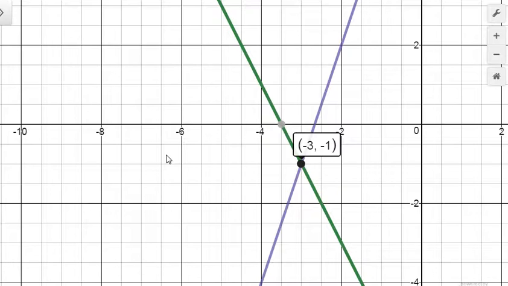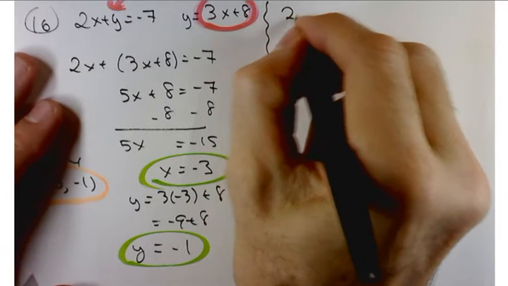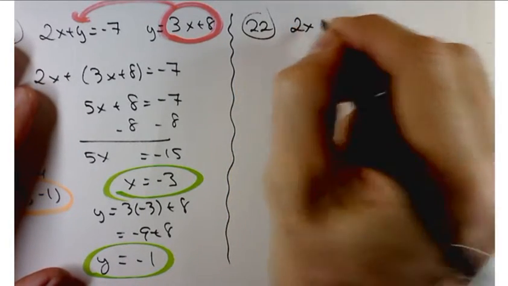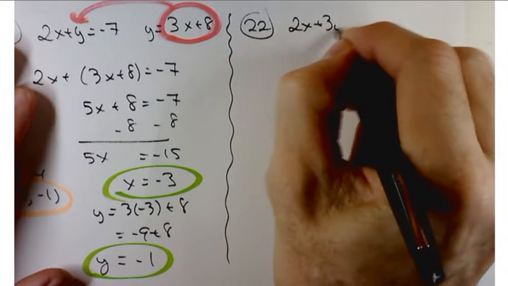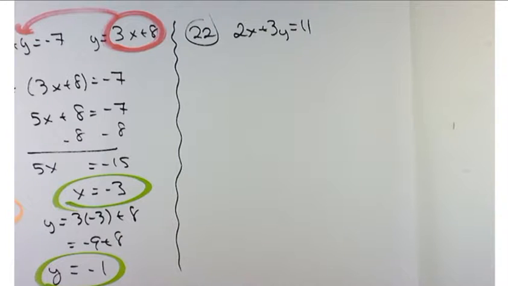All right, let's try problem number 22 next. Let's go back here, problem 22. 2x plus 3y equals 11, and x minus 2y equals 2.